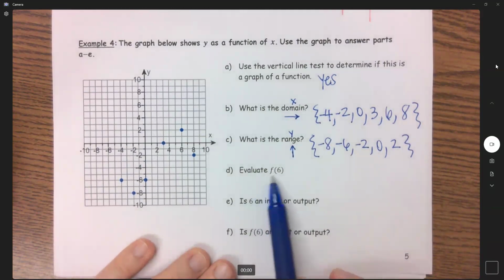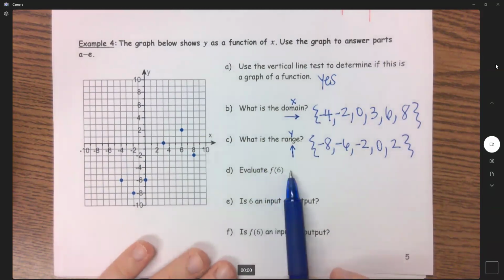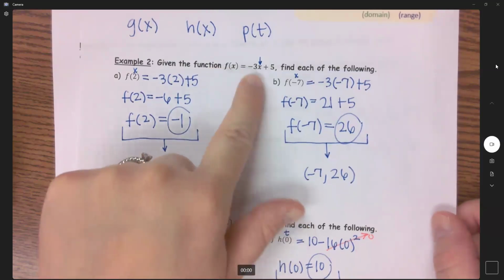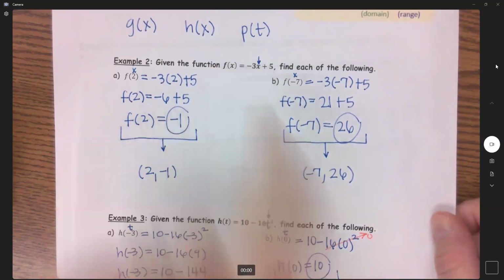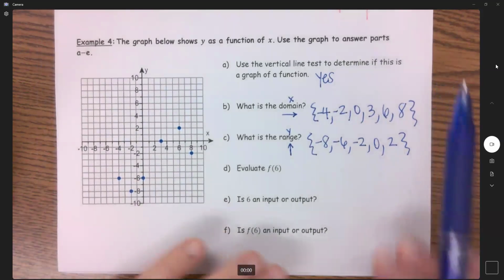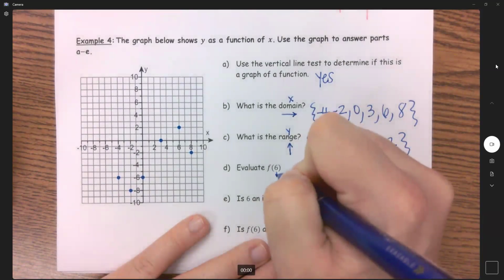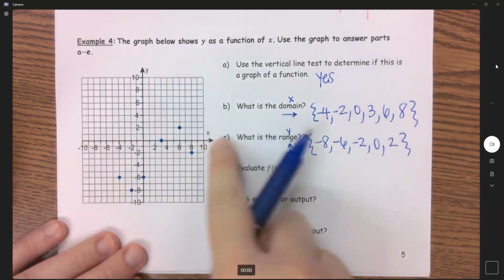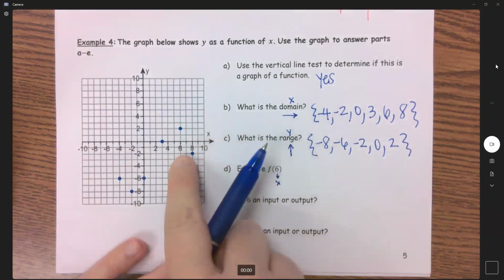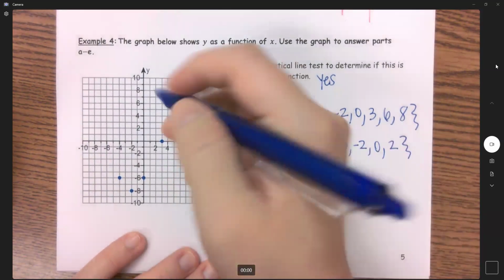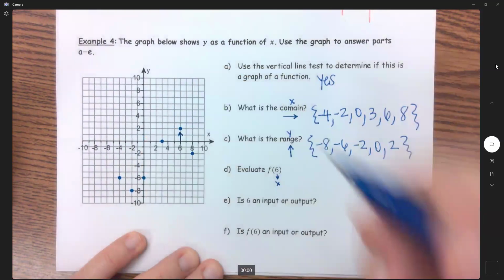Now I'm going to evaluate f of 6. So this is my function notation. Now I don't know what the function is. So unlike the previous one, I don't have a function to substitute that value into x and evaluate. But what I do have are my ordered pairs. So if this represents my x, I'm going to go along my x axis right here to when x is 6. Find your graph. I have no graph below, but I do have a point right here up above.